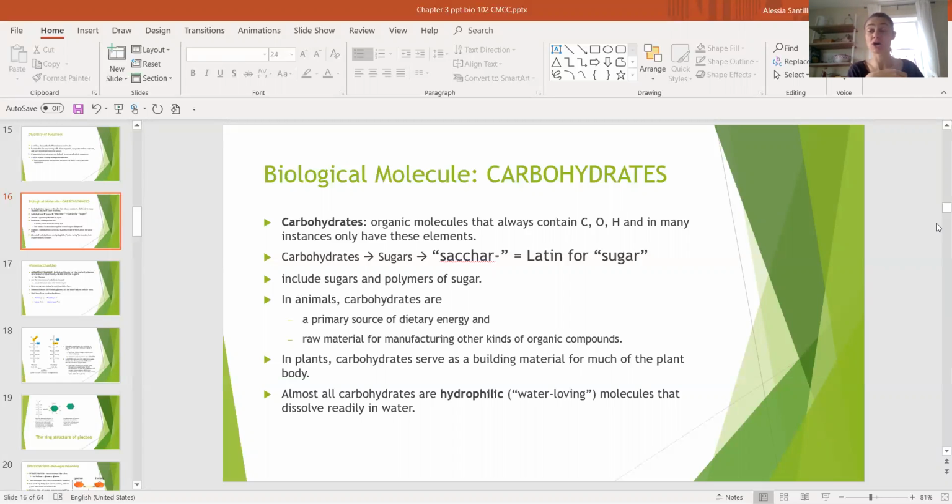So carbohydrates are organic molecules that always contain carbon, oxygen, and hydrogen. Usually these are the only 3 atoms that we actually find in carbohydrates. They're also known as sugars. Whenever you eat a carb, I'm sure everyone here is familiar with carbs, you think of bread or pasta, right? So carbohydrates are actually sugar.